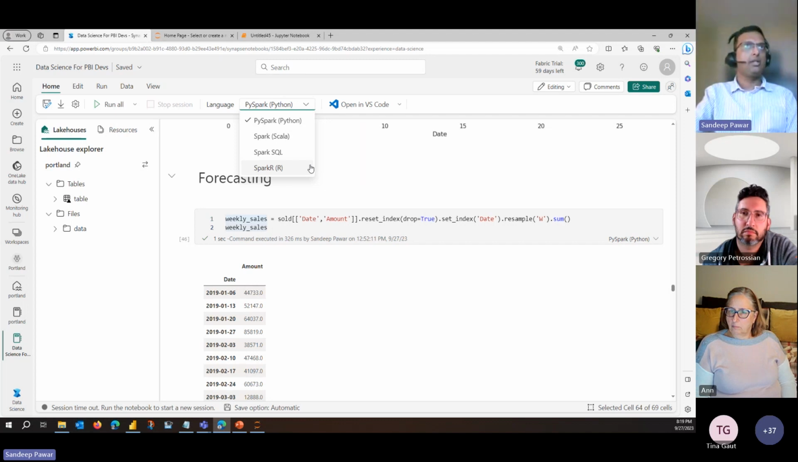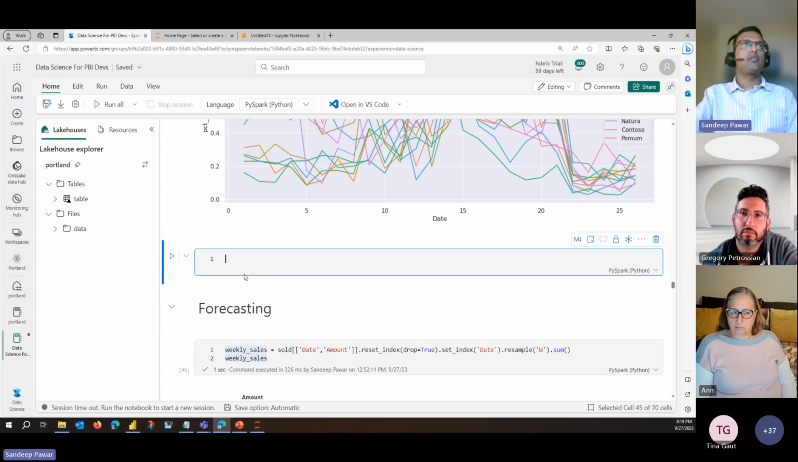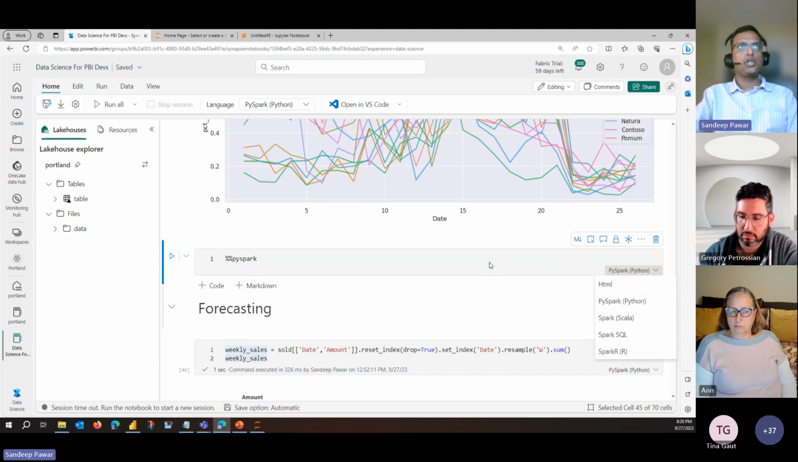So as an R user, you won't even notice any difference. In fact, you can switch between different languages. So I can go here, type percent R, and it becomes R. If I do percent Python or PySpark, it becomes PySpark. So that's how you would change that. You can also change it from here.